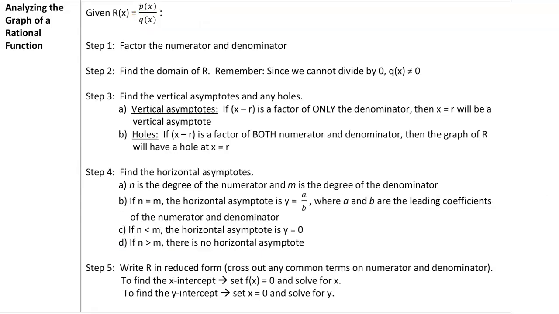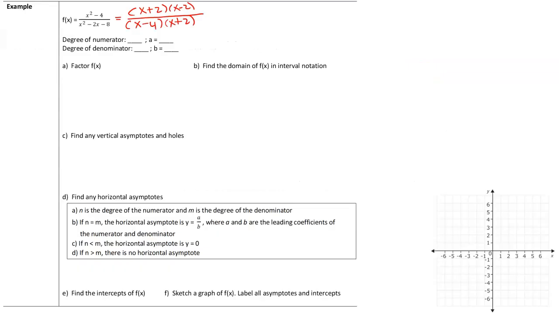So we did step 1, which is to factor the numerator and denominator. Step 2 says, find the domain of the function. Now remember that because we cannot divide by 0, the denominator q of x can't be 0. In any rational function, the restriction on the domain is that the denominator cannot equal 0. So let's find our restrictions on the domain. Okay, so part A, we're going to factor f of x. I'll write that in factored form. That's equal to x plus 2 times x minus 2 divided by x minus 4 times x plus 2.